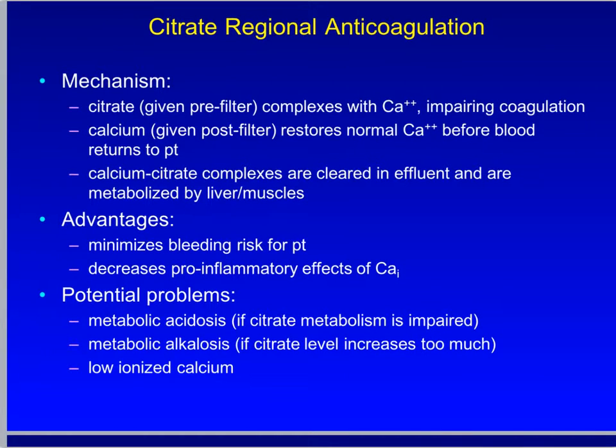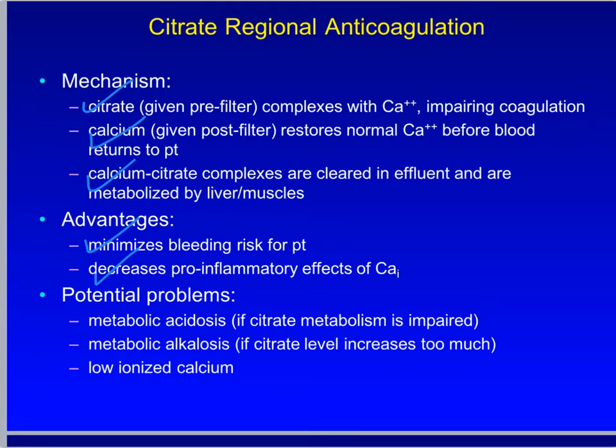So, to recap, citrate is given pre-filter and complexes with calcium to impair coagulation within the filter. Calcium is given post-filter and restores normal calcium levels and coagulation ability before the blood returns to the patient. The calcium citrate complexes that are formed are cleared in the effluent and also metabolized by the liver and muscles. This type of regional anticoagulation minimizes the bleeding risk for the patient and also can potentially decrease pro-inflammatory effects of ionized calcium.